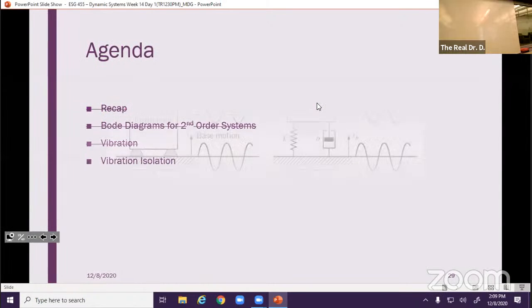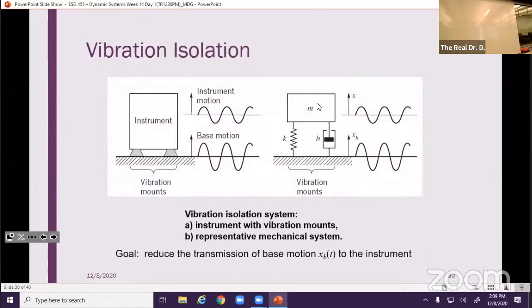So let's talk about vibration isolation. In this case, we've got vibration mounts, suspension mounts, whatever you want to call them. And a vibration mount is essentially just a spring mass damper system. It's a spring damper system. It's a shock absorber.